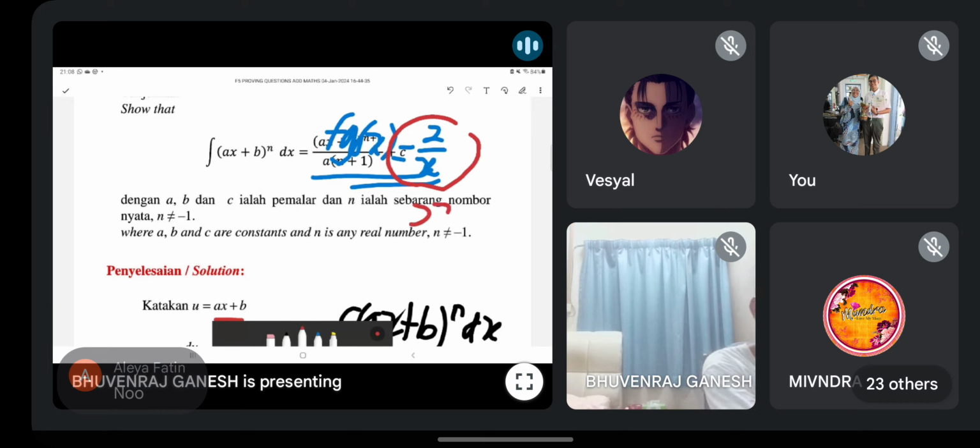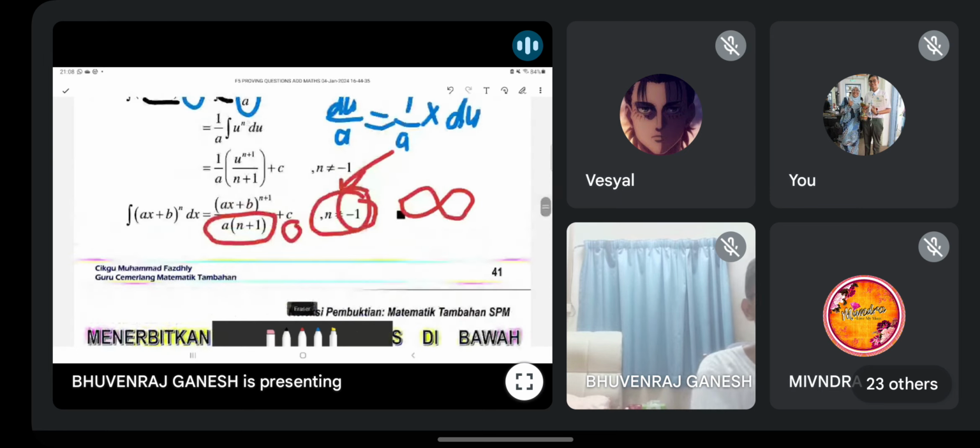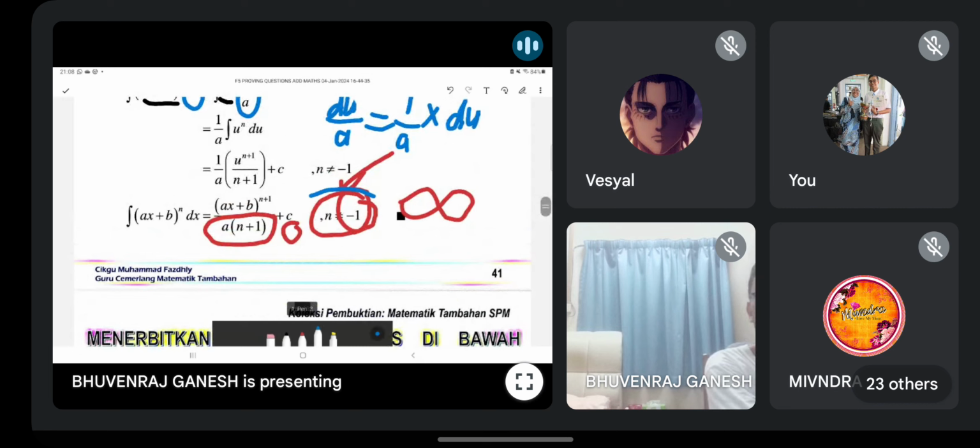Yeah, remember guys, you must state a condition. Kamu kena nyatakan syarat x tak boleh sama dengan kosong. Exact same concept you apply over here. Can you see? N tak boleh sama dengan -1. You must always state a condition. Kamu kena nyatakan syarat kat mana rumus ni tak boleh guna. When you cannot apply this formula is when n equals -1.